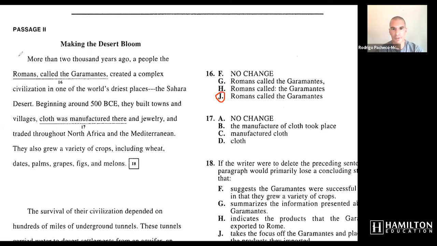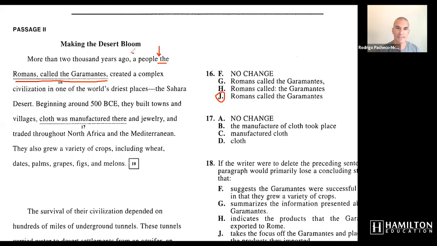More than 2,000 years ago, a people the Romans called the Garamantes created a complex civilization in one of the world's driest places. So as we see here, these are the elements that are underlined. And these are essential because these are part of what we might say is a relative dependent clause. Here we're missing a pronoun, which is okay. But the pronoun that we would use here is whom, a people whom the Romans called the Garamantes. So we need all of these elements here because they are necessary for the meaning of this sentence.